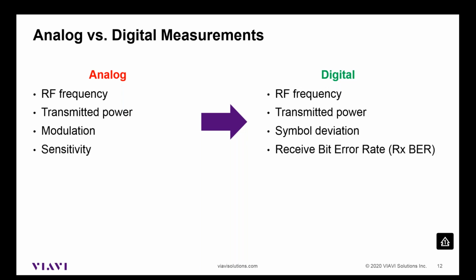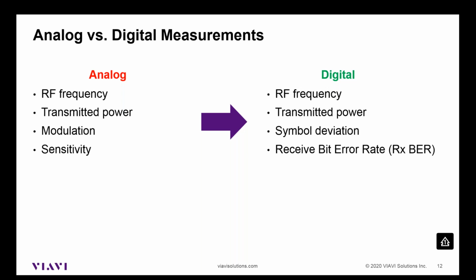Receive sensitivity is another one of those alignments, or not alignments, but tests that we do with the analog radio. We would do a SINAD measurement or a signal to noise measurement. And in digital, we can't do that same type of measurement. So you start to see that we have measurements that we cannot do with an analog meter. And received bit error rate is one of those.